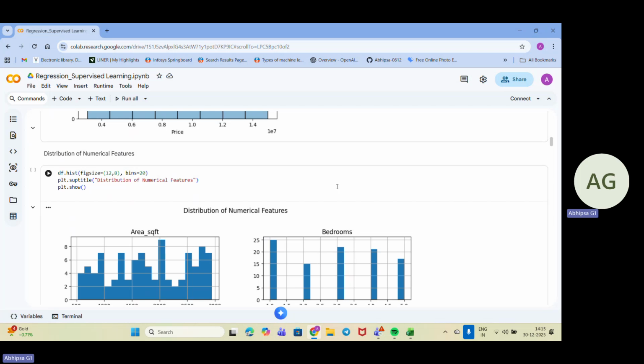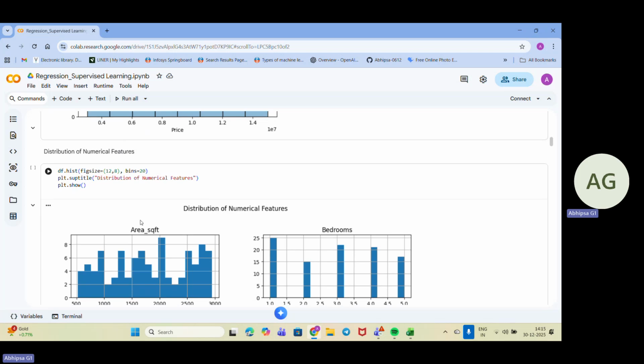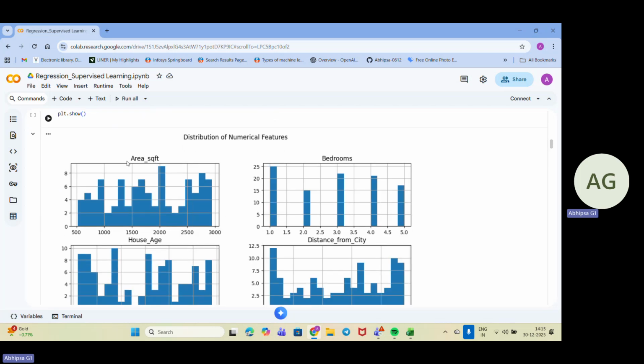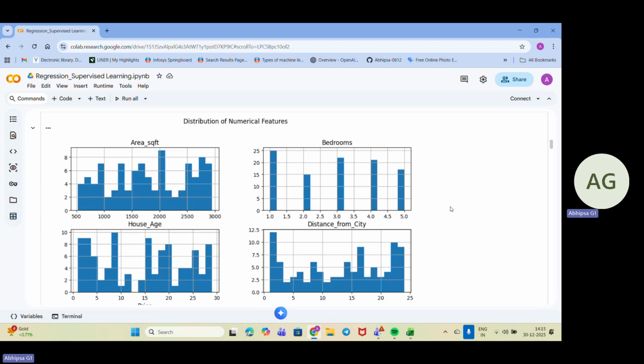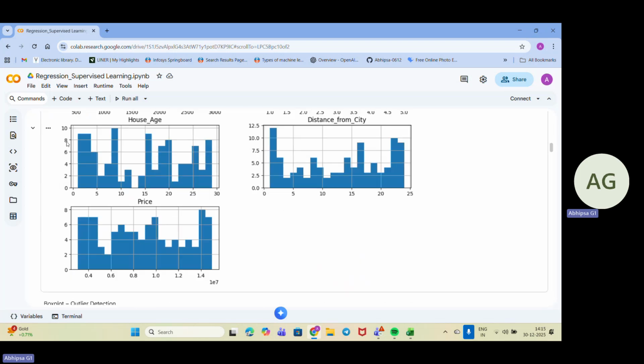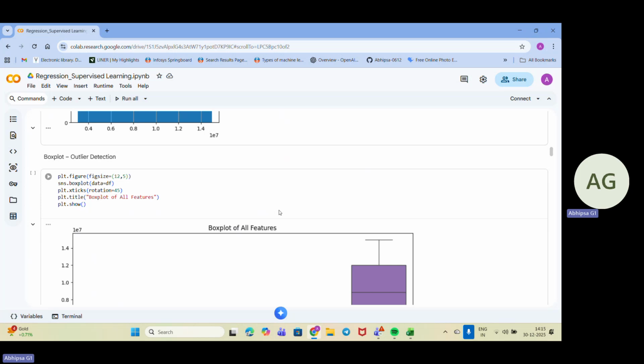Next, we have taken the distribution of numerical features. For all of the numerical features that we have got, we wanted to show how the distributions are coming. So we have the average square feet, then the bedrooms, the age of the house, the distance from the city, and also the price. This is the distribution I am getting for each.